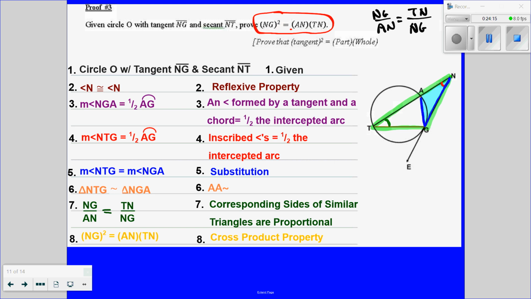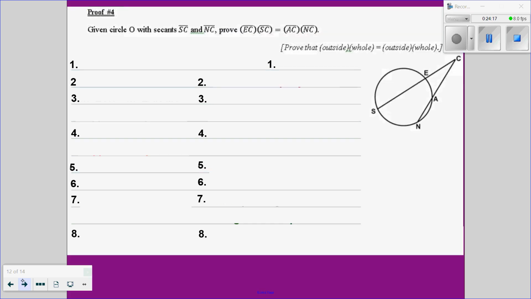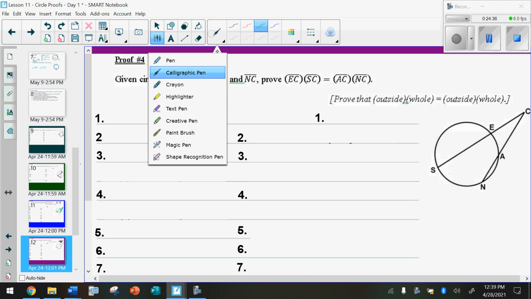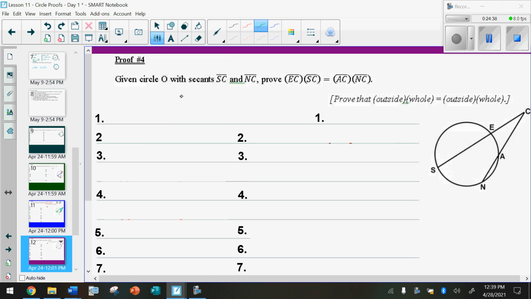Pause if you need. I'm going to keep going. Proof number 4. We are going to prove that the outside piece times the whole secant is equal to the outside piece times the whole secant. So it's going to be very similar to the proof we just finished, only this time, instead of tangent squared equals outside part times the whole secant, we're going to prove that the outside piece times the whole secant is equal to the outside piece times the whole secant.